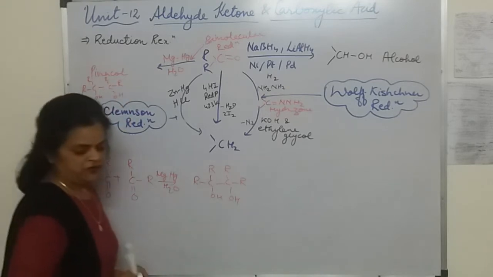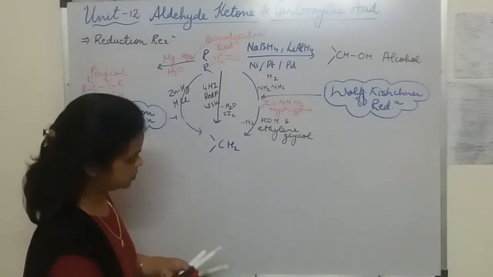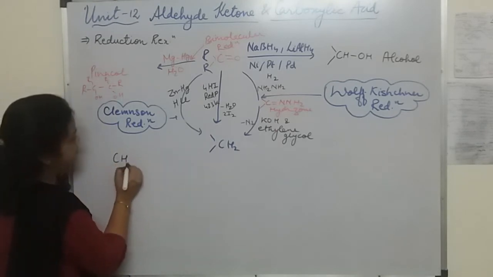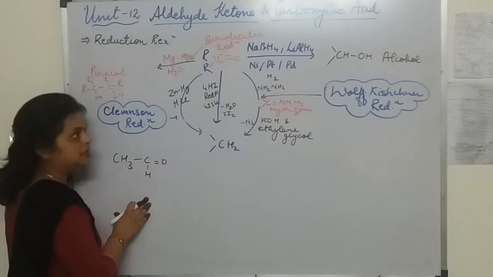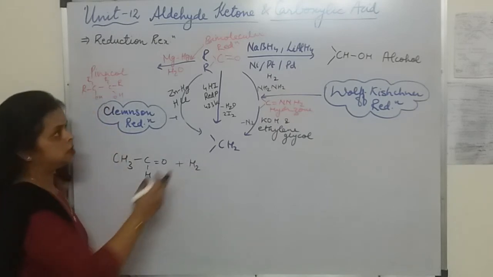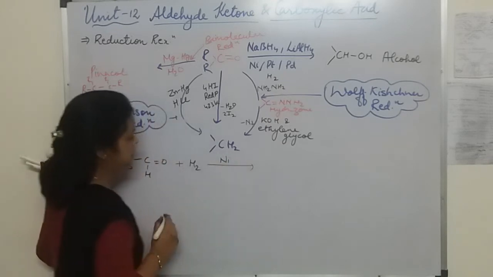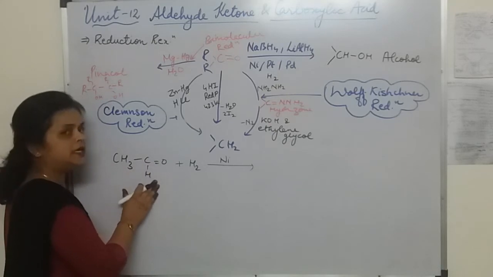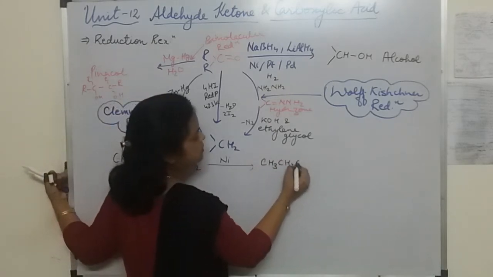Okay, now we will write some reactions to make more clarity for this. Suppose we are having this aldehyde, CH3 CH double bond O, acetaldehyde, ethanal. When it is undergoing reduction with any of these reducing agents, suppose it is reacted with nickel, then it is going to convert into... 1 H will come here, 1 H will come here. So aldehyde will form primary alcohol, CH3 CH2OH.